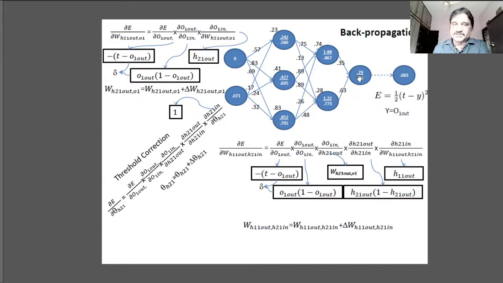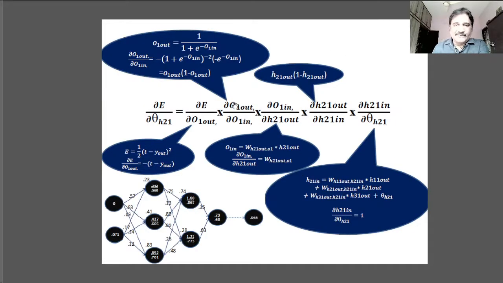Okay, in that transparency, I have detailed the differentiation process, just to help you understand it. So here, dO1 out upon dO1 in. Now, how are O1 out and O1 in related? They are related by this sigmoidal function, 1 upon 1 plus e to the power minus O1 in. Now I'll be differentiating this. This is in fact 1 plus e to the power minus O1 in, to the power minus 1, isn't it?